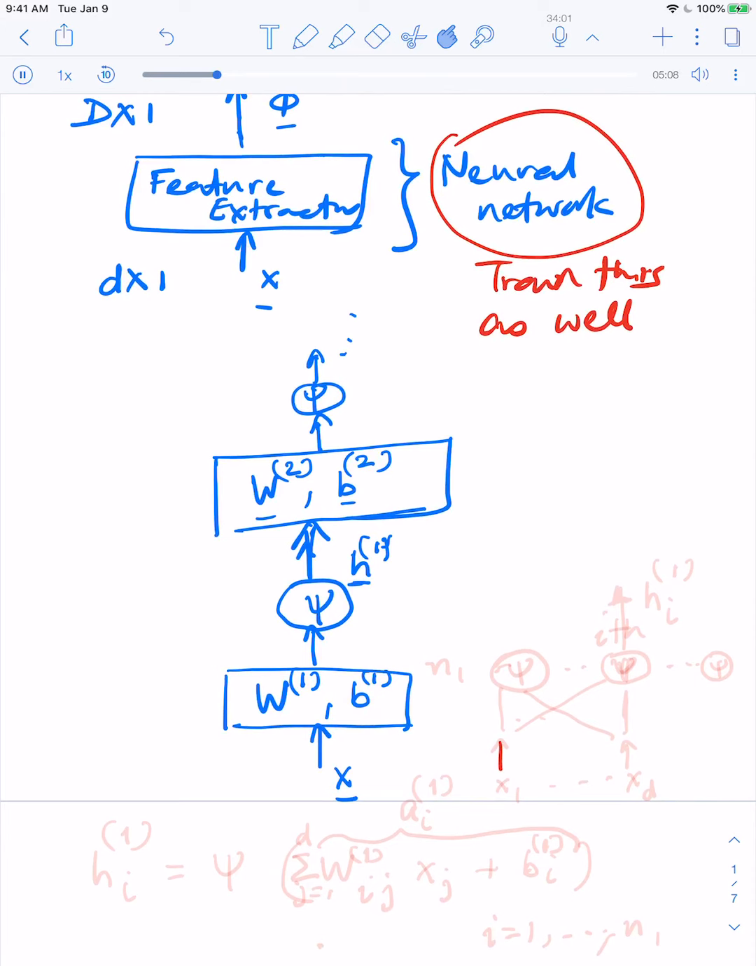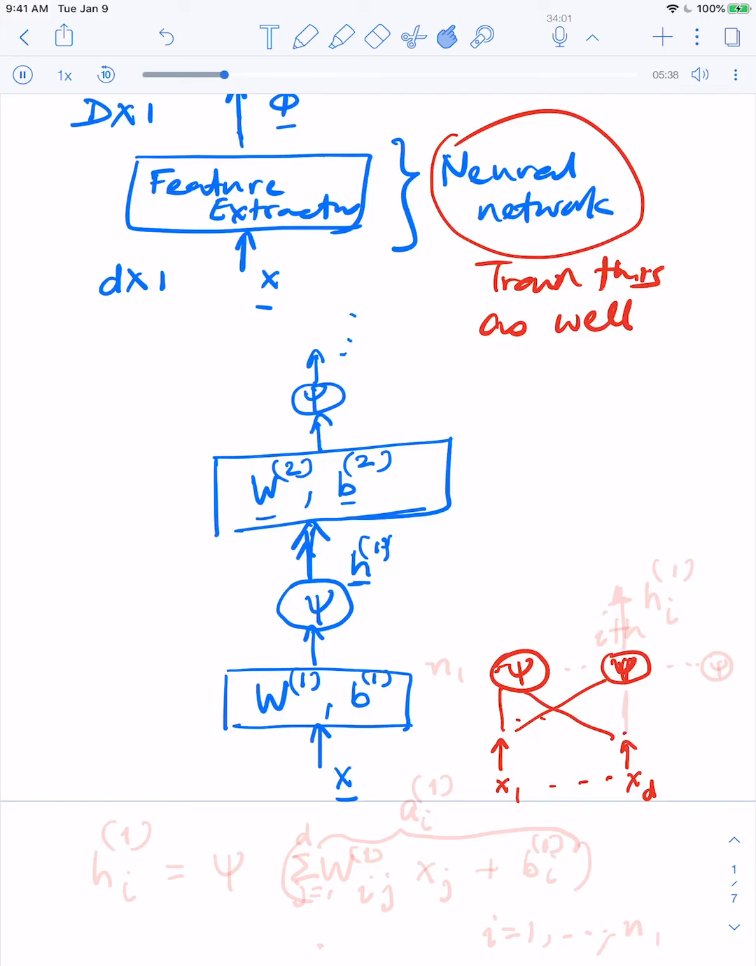So I have this d-dimensional input, x1 through xd. These are scalars coming in, and I'm going to multiply them by these weights, and then I'm going to pass it through a nonlinearity, and I'm going to do the same for all these neurons.